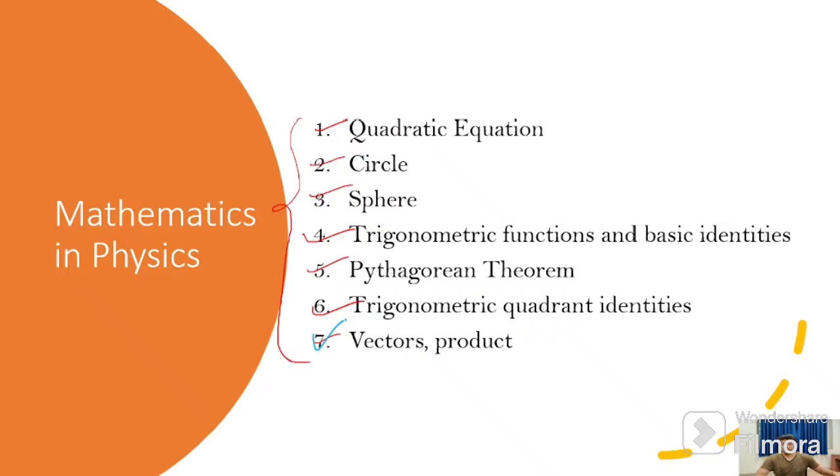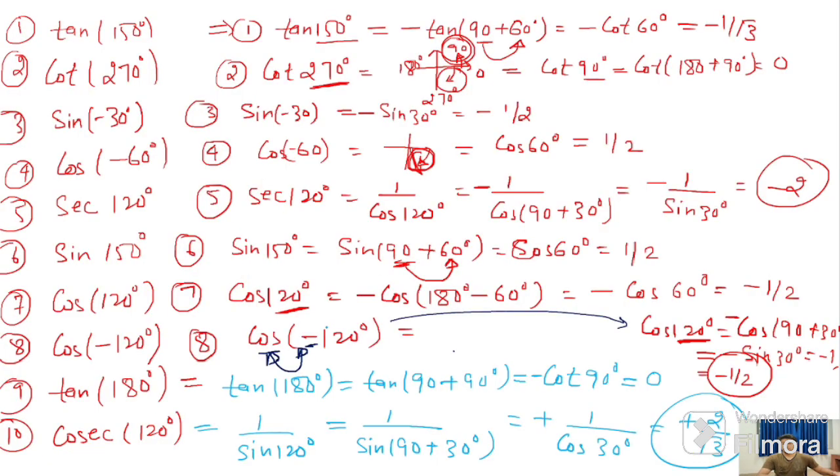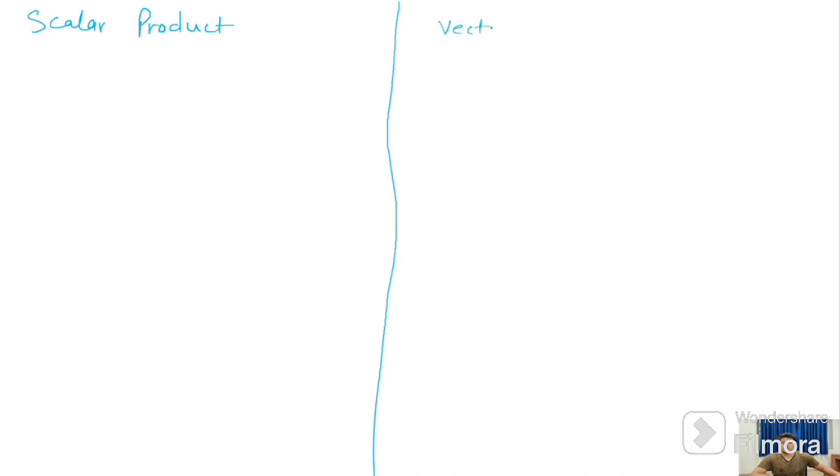Anything else? Okay, vector product. Let's do some examples on vector product that will be very useful. So scalar product, vector product.